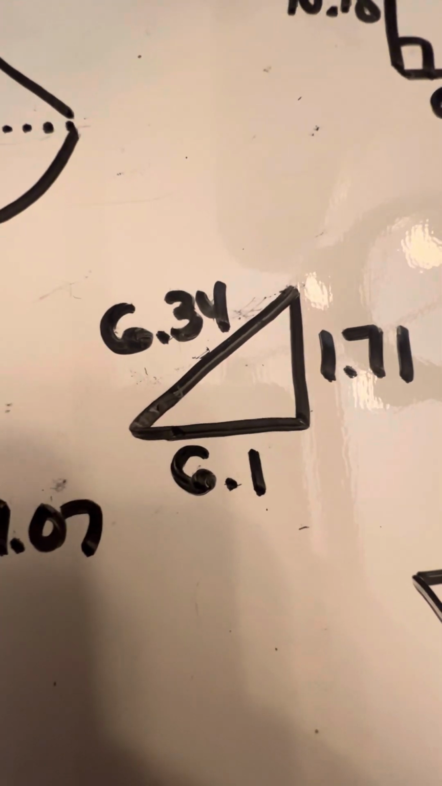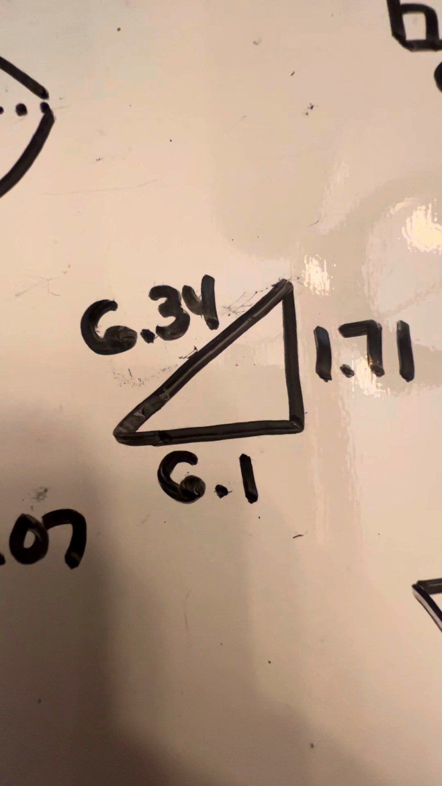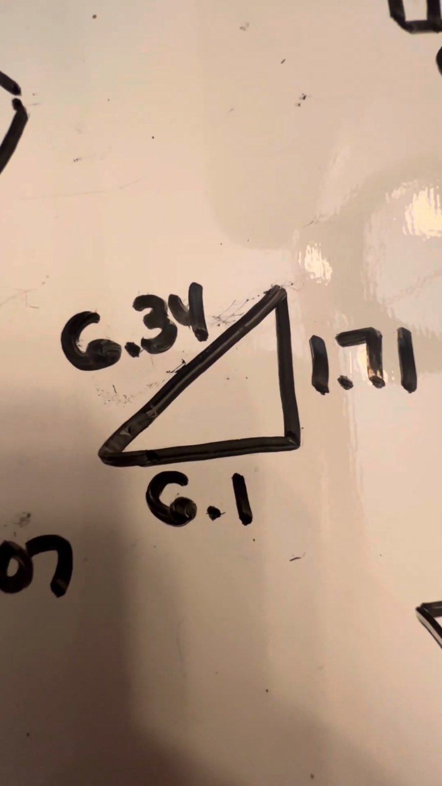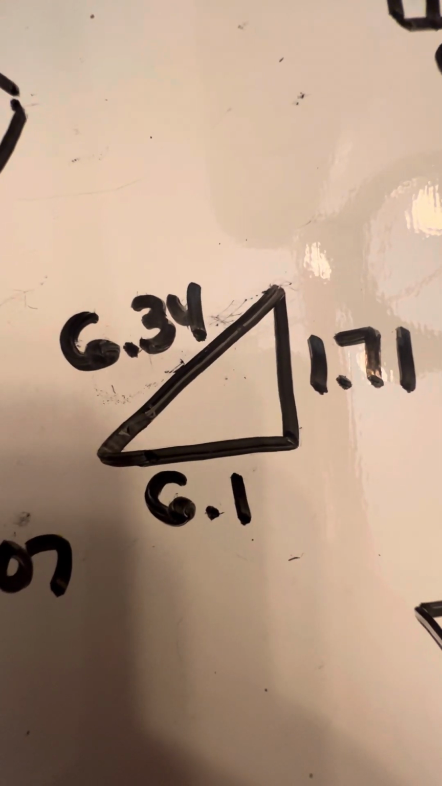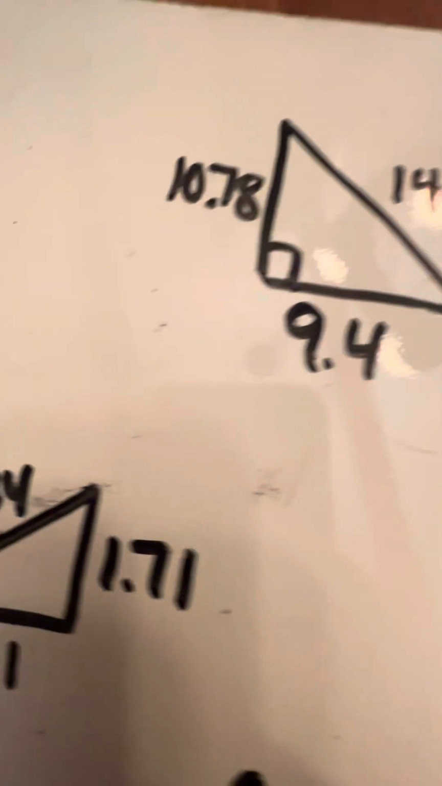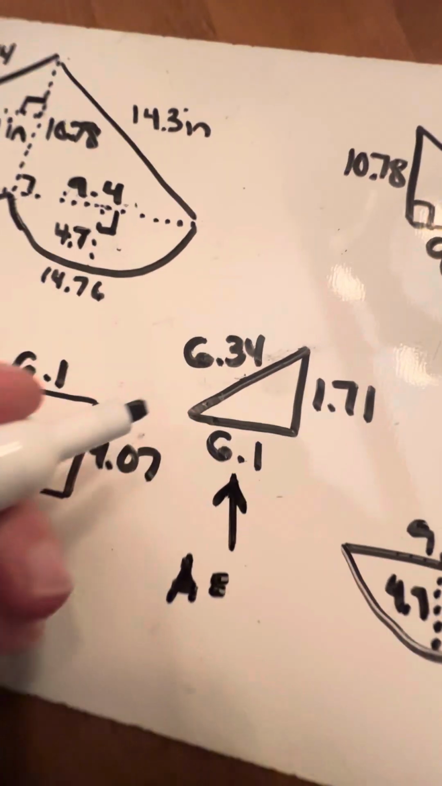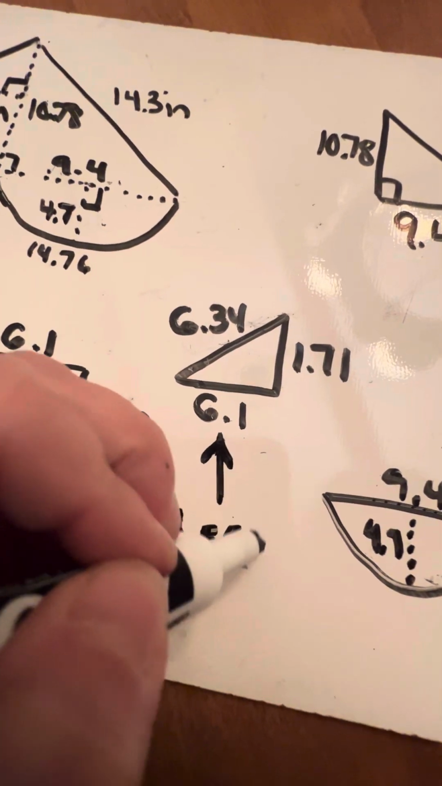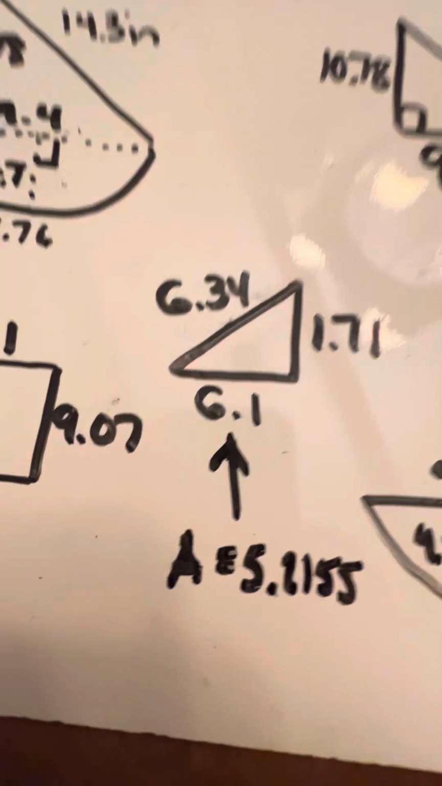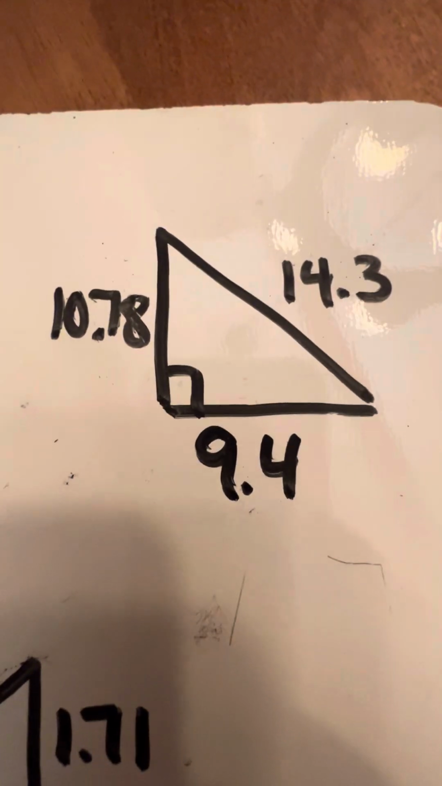The base is 6.1 with this one. We're going to multiply it by our height, which is 1.71. We get 10.431, and we're going to divide that by 2 as well. And we're going to get an area for this one of 5.2155. These are all in inches, by the way. This is inches squared.